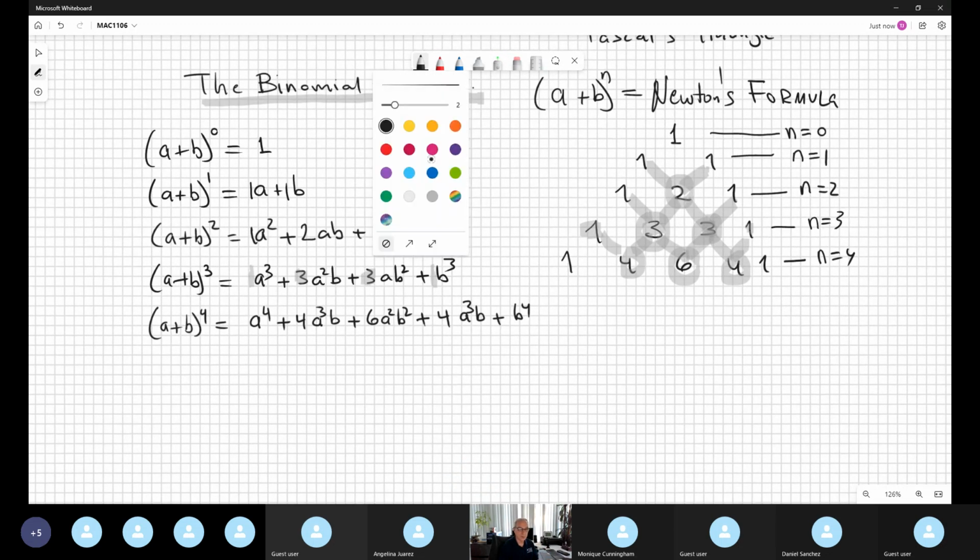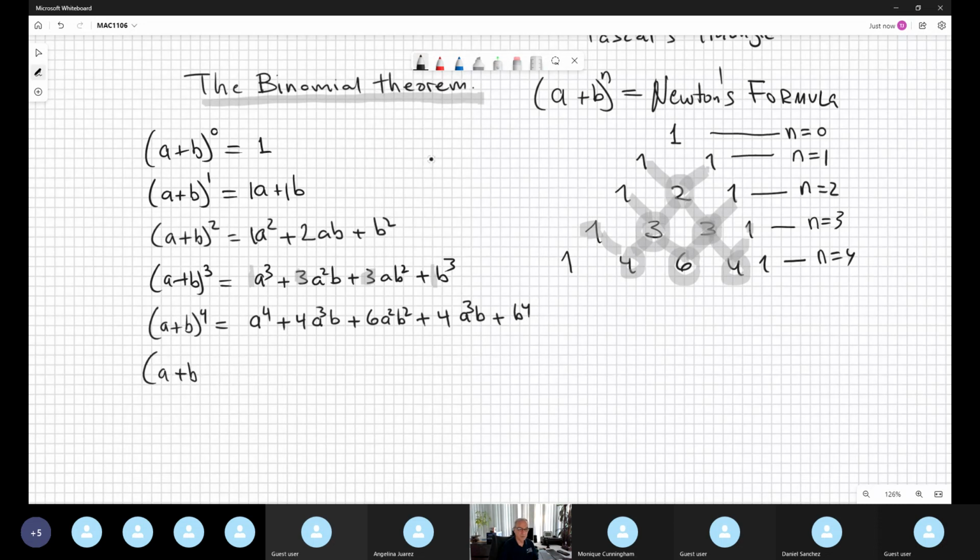Suppose a plus b to the 5th power is a to the 5th. Okay, let me continue here. This triangle row is 1, 5, 10, 10, 5, 1. This is for n equal 5. Remember, when you get this 5, it is 1 plus 4. 4 plus 6 is 10. 4 plus 6 is 10. 4 plus 1 is 5. So it is 5 a to the 4th b, and you see how the exponents behave. The exponent starts at the same power as the original, a to the 5th, no b.